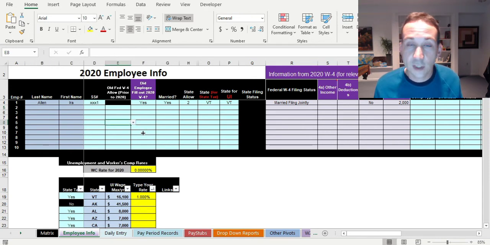So what do you need to know if you're an employer in Vermont, small business employer, and you have employees that are Vermont residents? What do you need from them? How do you calculate the tax? Let's do this as fast as we can and just kind of go over all this information.